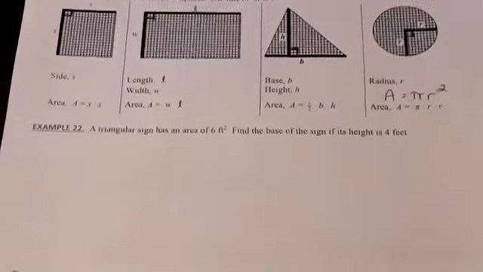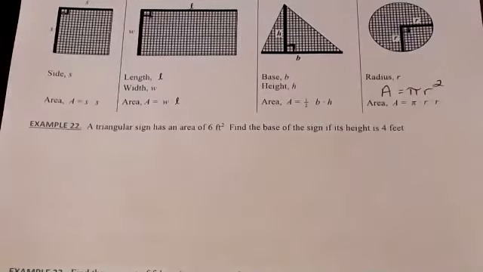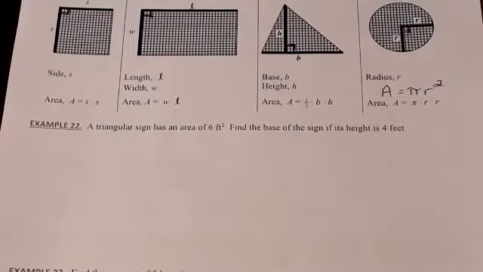Good. Why don't you go ahead and do problem number 22. A triangular sign has an area of 6 feet squared. Find the base if we know that the height is 4 feet. And I'm hoping that you draw this. So I'm only going to give you a minute. You don't need to take too much time. Draw the triangle, label the dimension that you're given, and simply solve for the base. So I'll give you a minute starting now.